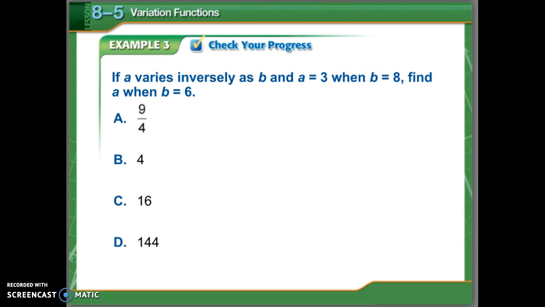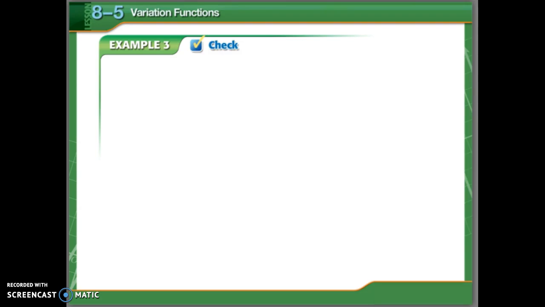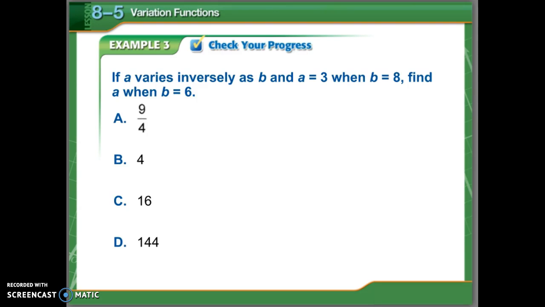Check your progress problem. If A varies inversely as B and A is 3 when B is 8, find A when B is 6. So pause the video as long as you need. When you have your answer, go on to the next screen. Your answer this time is choice B. The value of A is 4.